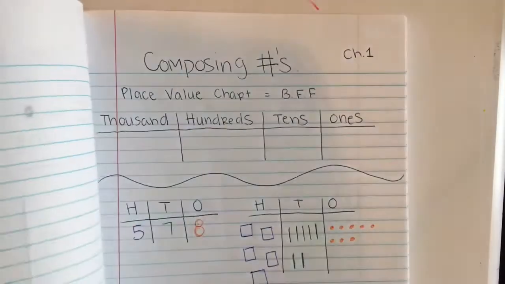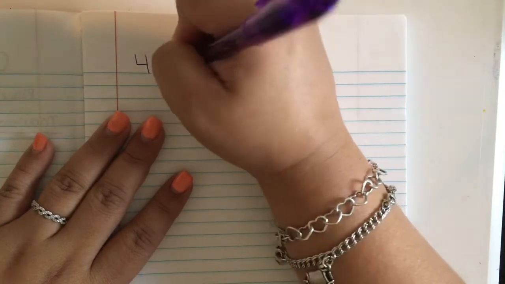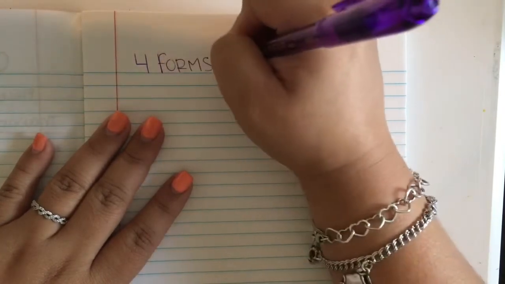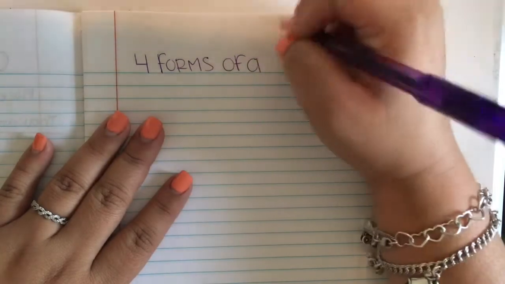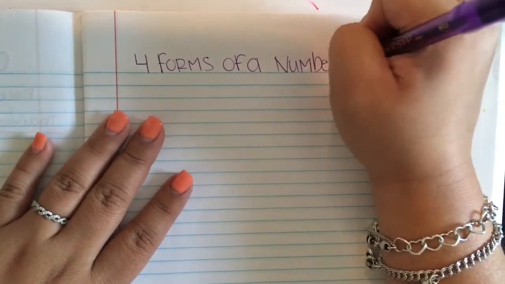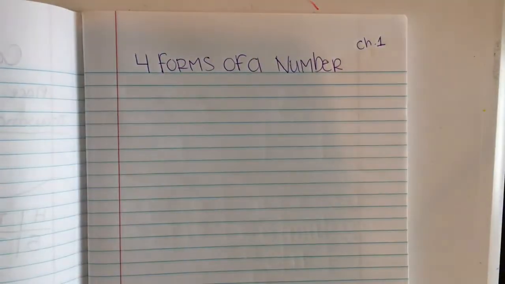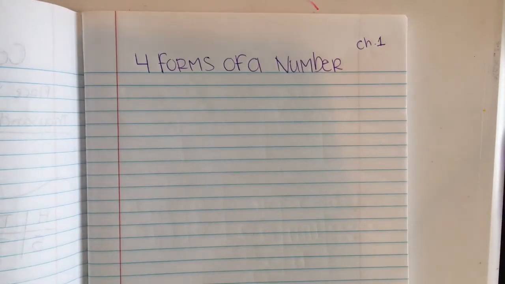So what we're going to do is we're going to turn to our next available page, which is after the composing numbers. And we're going to, right here, title it 4 forms of a number. And it is still chapter 1. Okay, so yesterday we kind of briefly talked about the 4 forms. Today I'm going to go a little deeper into that.